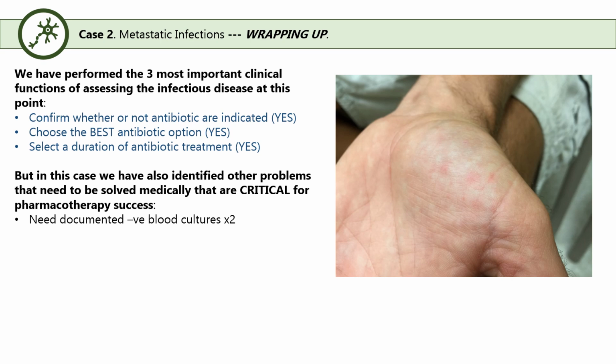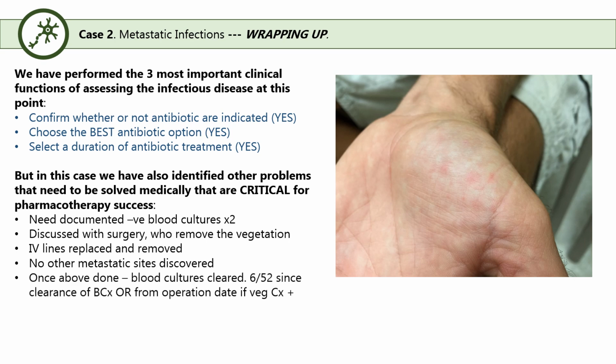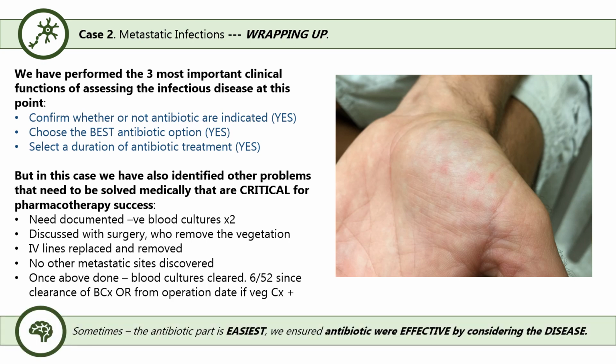In this case, we followed up with cardiac surgery, who removed the vegetation, replaced IV lines and drained the shoulder. Blood cultures cleared afterwards. Revisit this case to review important management of Staphylococcus aureus bacteremia, an extremely common inpatient bacterial infectious diseases problem.